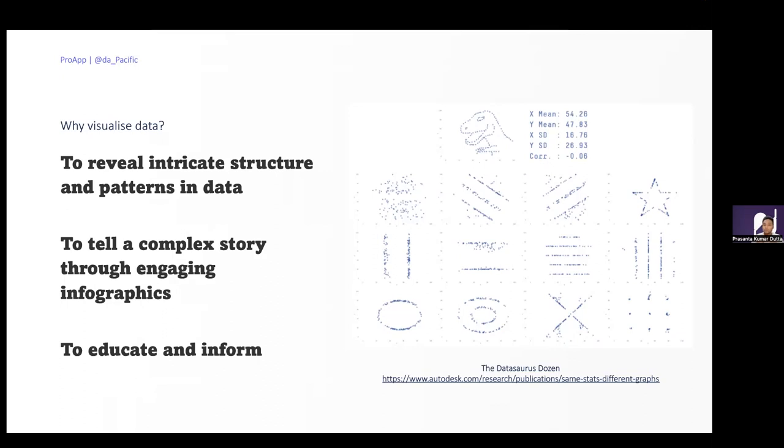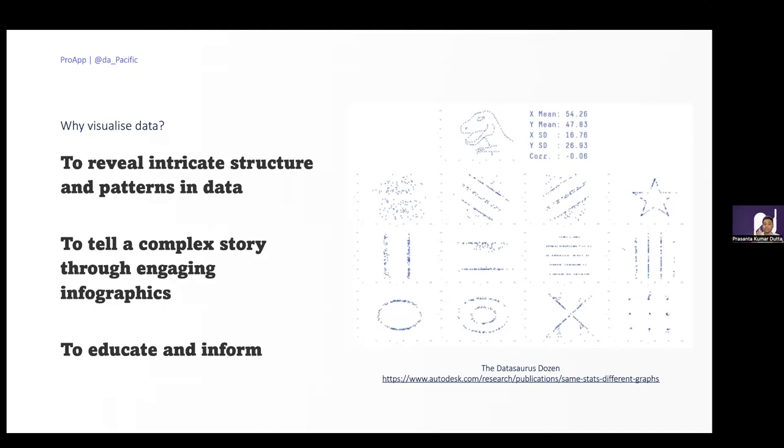So over here you see there are 13 small charts, right? And on the top right, you have some statistics that read mean of X, mean of Y, standard deviation, correlation, right? What's interesting about this is all of these are different data sets. However, they all have the same statistics of mean, standard deviation, and correlation.